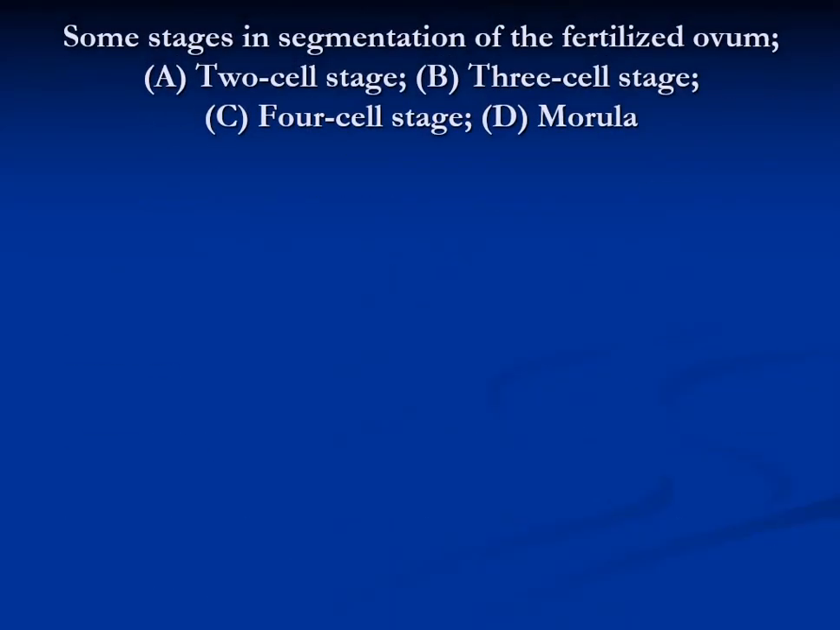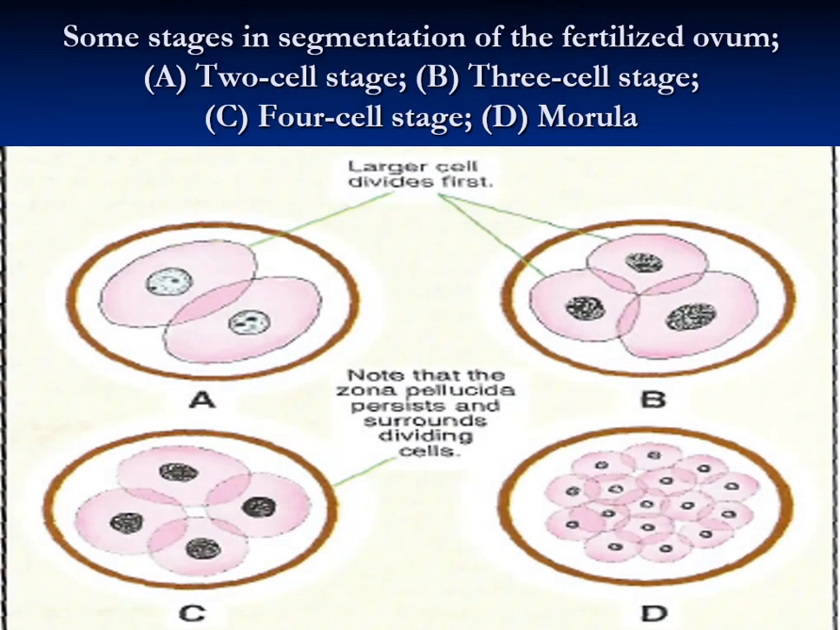Okay. So in the stages of 2, 3, 4 cells, the morula will be divided. The larger cells divide first. Here you can see that the two cells divide, and after this the cells continue dividing. Here is the two-stage, three-stage, four-stage division, and then the morula will be there.